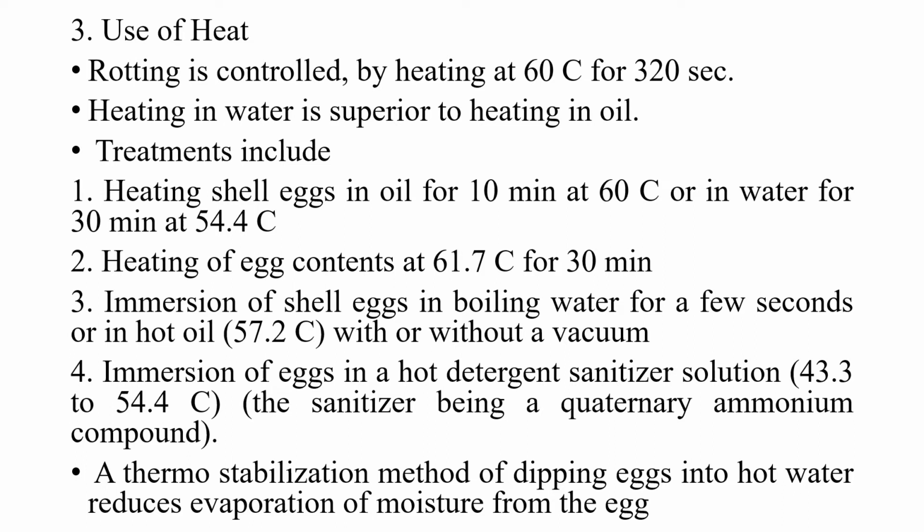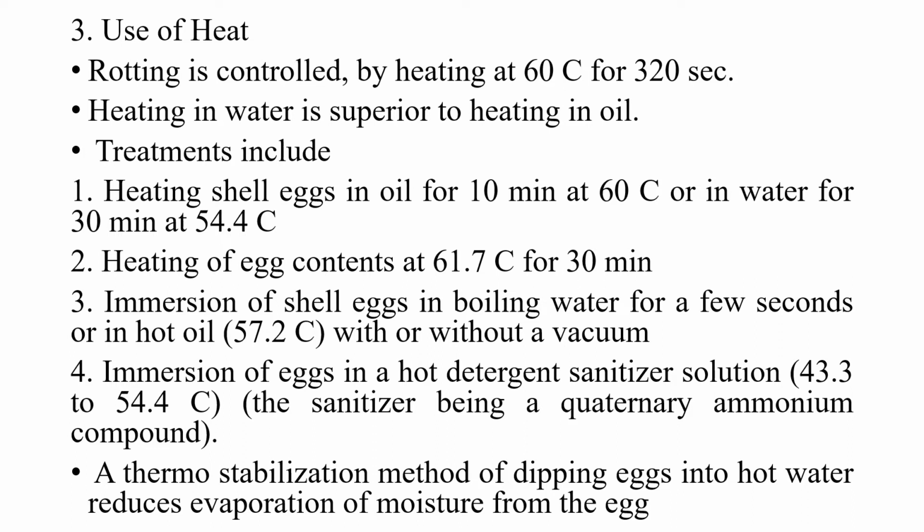So the third method is the use of heat, and the rotting can be controlled by heating at 60 degrees Celsius for about 320 seconds. So this is a basic method followed in order to prevent the rotting of the egg. By heating at 60 degrees Celsius for 320 seconds, we can prevent the rotting of egg. And heating in water is usually superior over heating in oil.